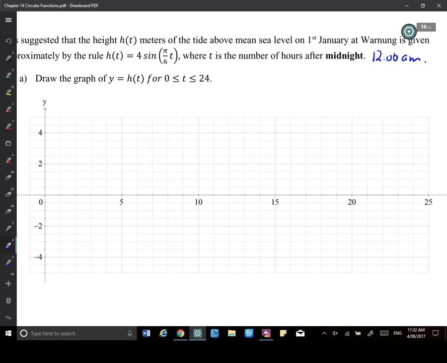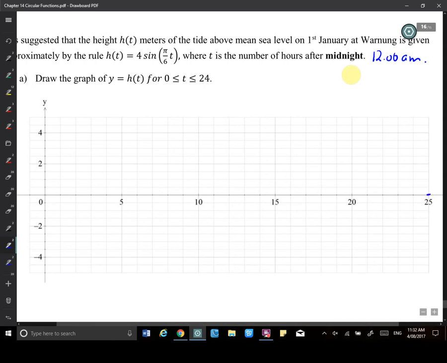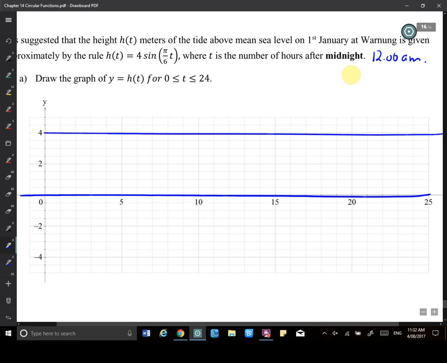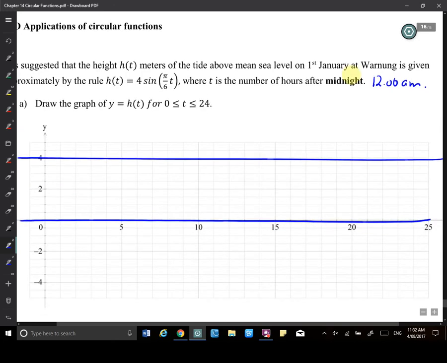Same as before, if asked to sketch something, I need to label the mean, maximum, and minimum, those 3 lines first. Where's the mean line for this question? The middle, 0. And the maximum? 4. And minimum? -4.